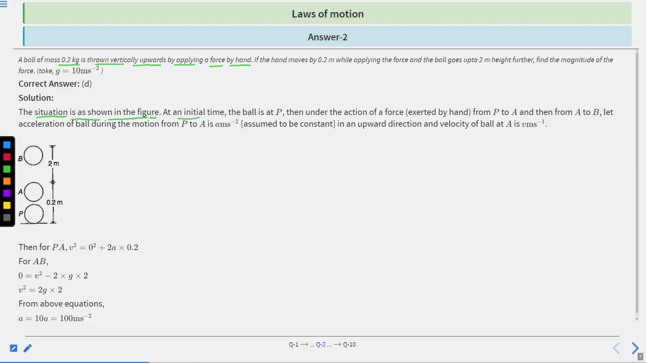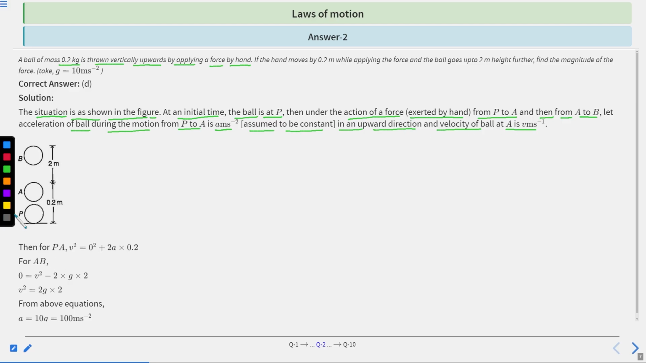At the initial time, the ball is at point P. Then, under the action of a force exerted by hand, it goes from P to A, and then from A to B. Let the acceleration of the ball during the motion from P to A be a meter per second square, assumed to be constant in the upward direction, and the velocity of the ball at A be v meter per second.